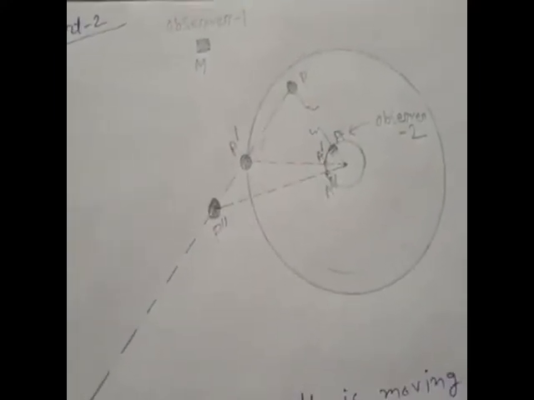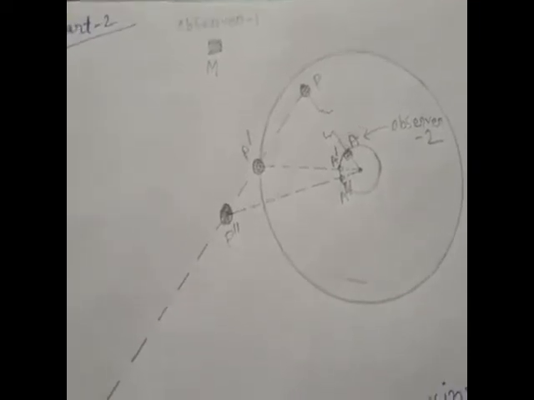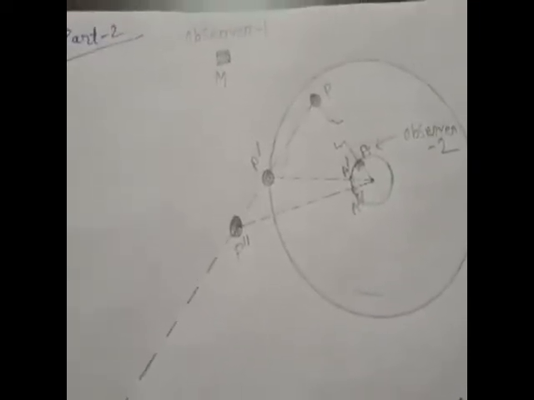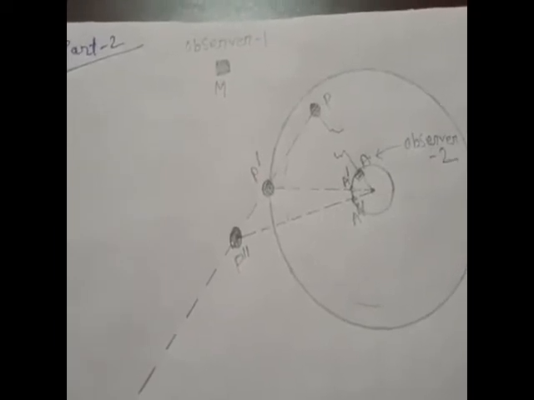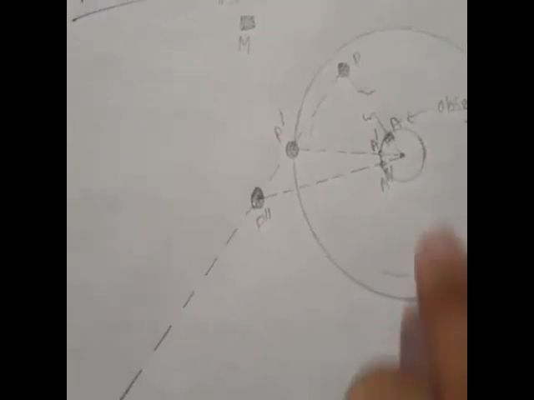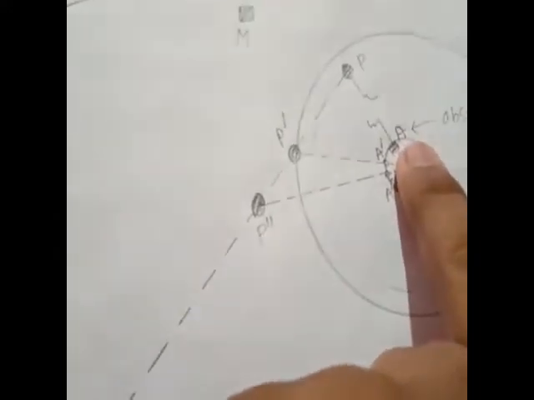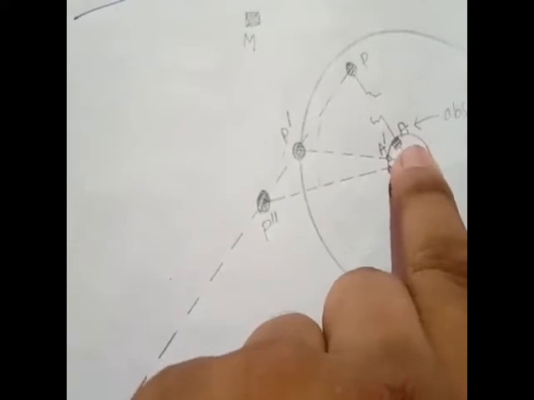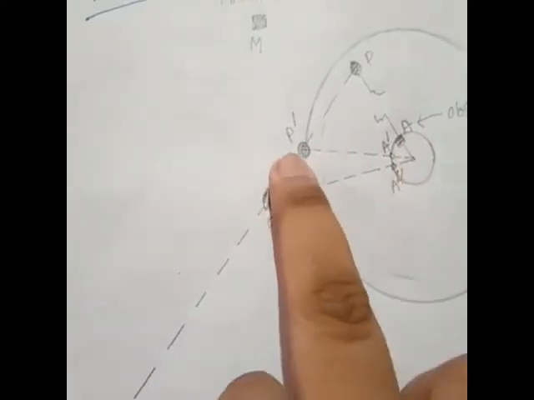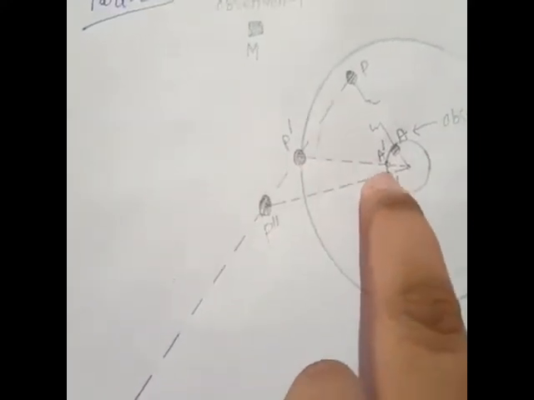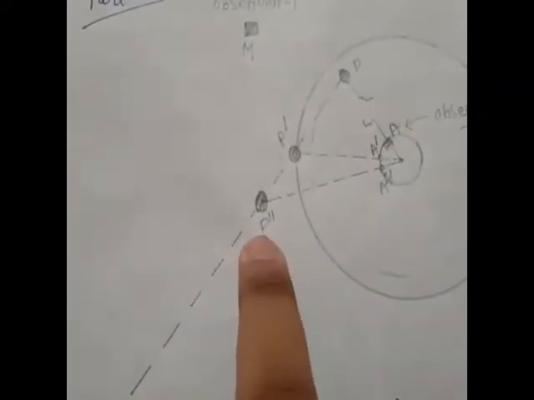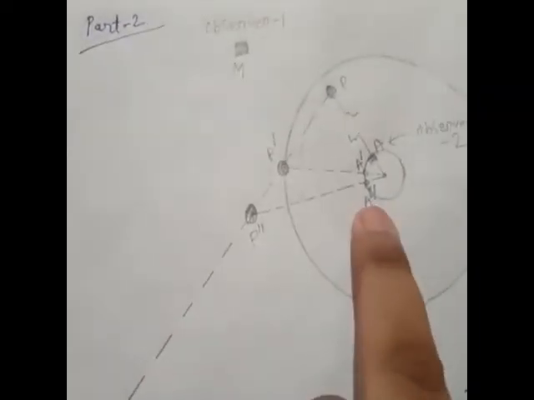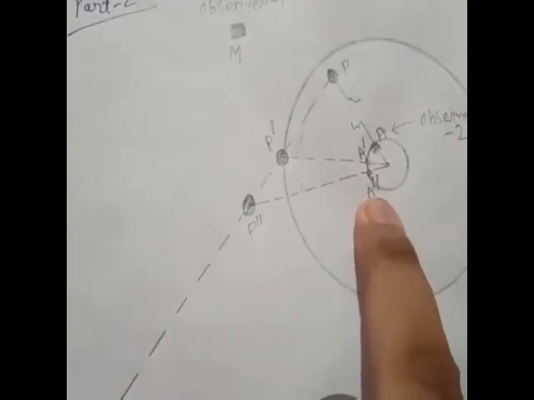Now, what is the observation of observer 2? Observer 2 observed that the ball always remains in front of him and moves radially away from him. Now observe this. When the ball is at point P, observer 2 is at point A. When the ball is at point P dash, observer 2 is at point A dash. Now when the ball is at point P double dash, the observer is at point A double dash.